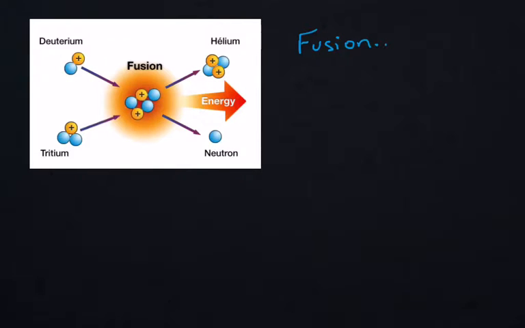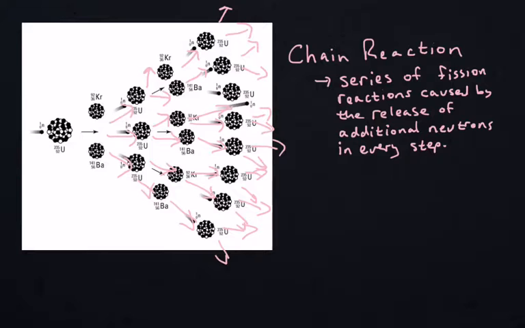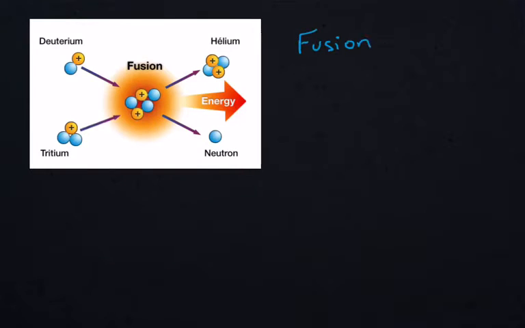Fission, let's go back if I can, yeah. Fission, this process is what's used in nuclear reactors. Nuclear power plants use fission to produce the electricity. Okay, now let's talk about fusion.